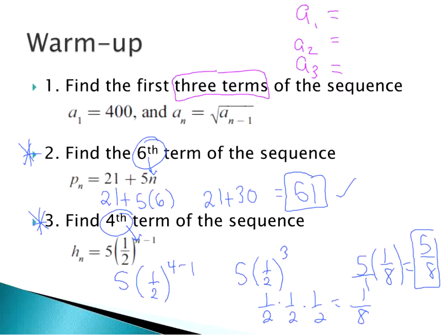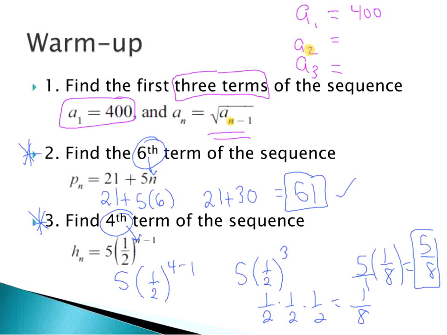You guys would agree that's the first 3 terms, right? A1, A2, A3. A1, it tells me is 400. Well, that's handy. I only have 2 more to go. Then it gives me this formula over here. So I already know A1. I don't need to find A1. So which one do I need to find next?